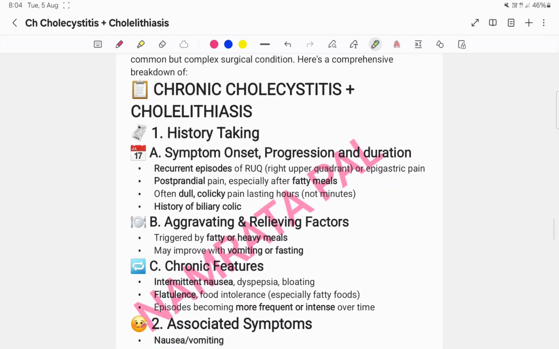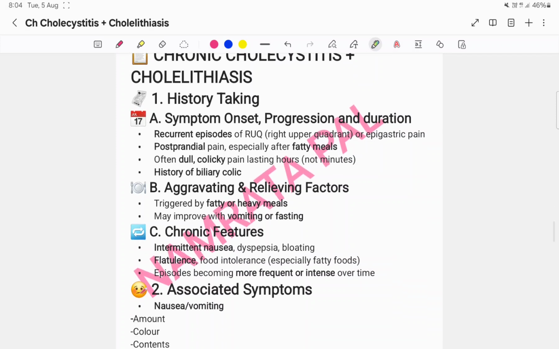Now come to the history taking. As the main complaint is pain, we have to elaborate the pain using the SOCRATES points. What is that? S for site, O for onset, C for character, R for radiation, E for exacerbating factor, T for time of occurrence, E for alleviating factor, and S for severity. I remember it like this. It is a little bit altered, but I remember it like this.